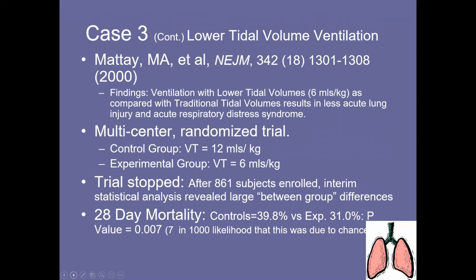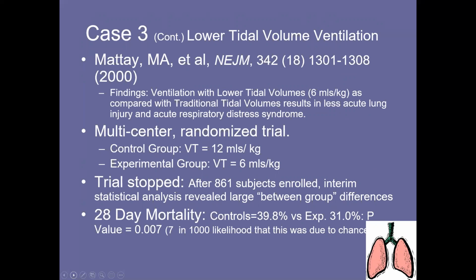Case 3. So this is Matei. This is the actual citation for the journal article itself in 2000. The findings were that ventilation with lower tidal volumes, 6 mLs, as compared to the traditional tidal volumes, which were 12, was more effective. So the control group got 12, the experimental group, the lower tidal volume, got 6. The trial was stopped after 861 subjects were enrolled. They targeted a much larger group than that because the interim results showed, again, 39.8 in the higher tidal volume.